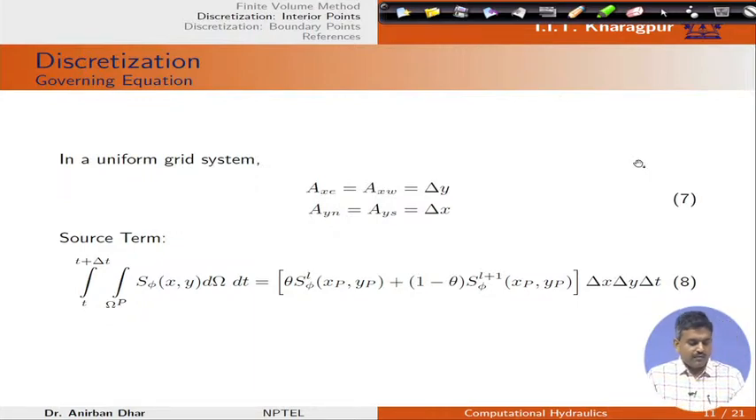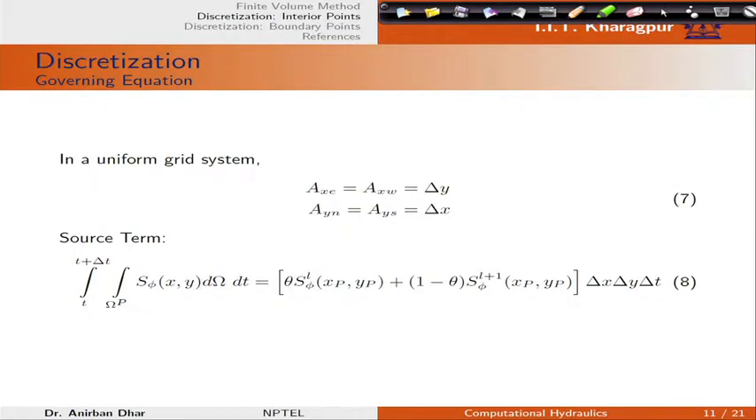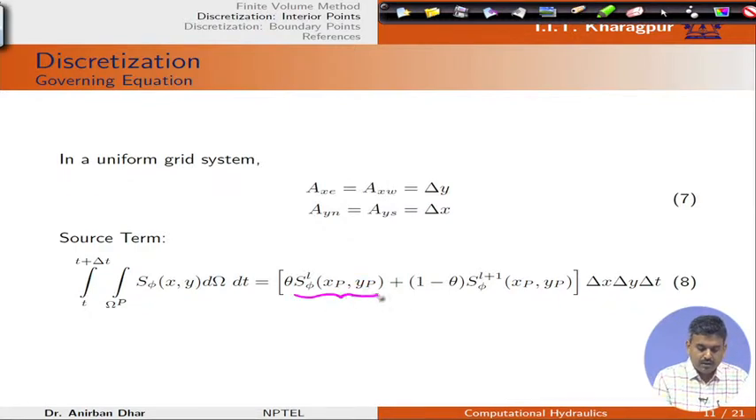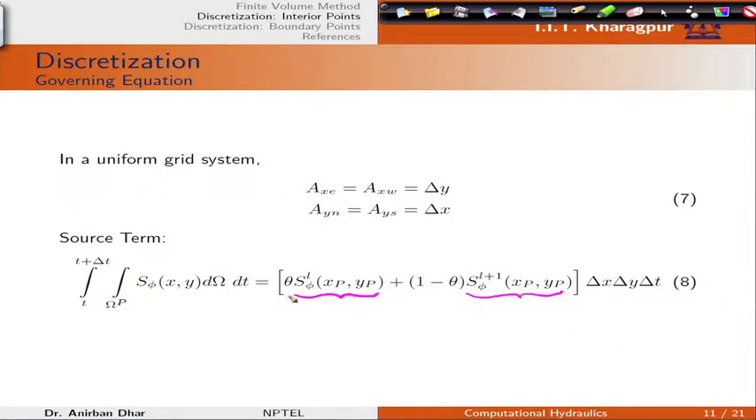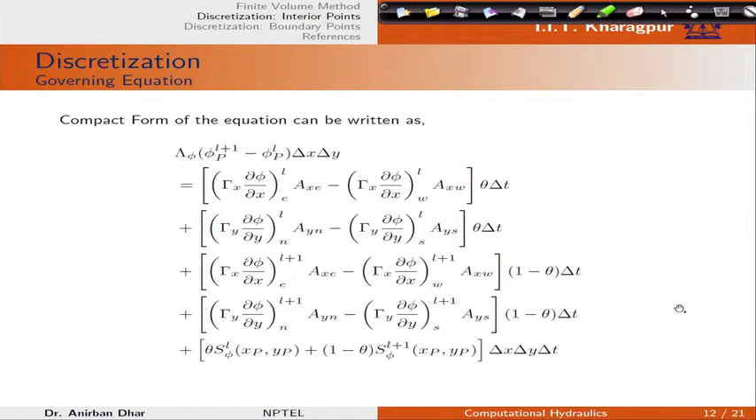Now we need to see what this source term is. The source term we can write as an average of the present time level value and the future time level value, with weights theta delta t and 1 minus theta delta t, in a combined manner. Now, let us utilize all this discretized form to get the final discretized form of our governing equation.